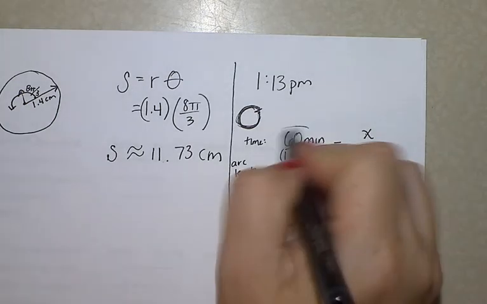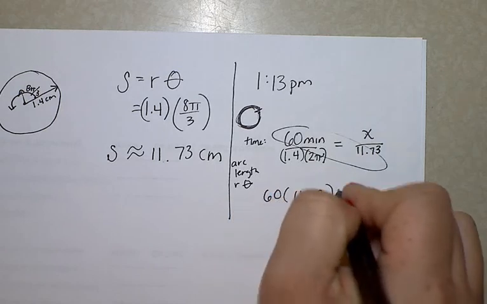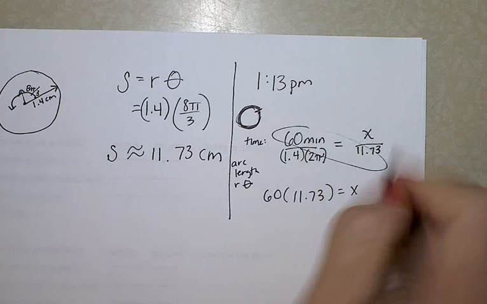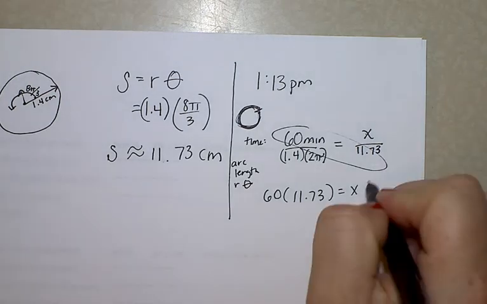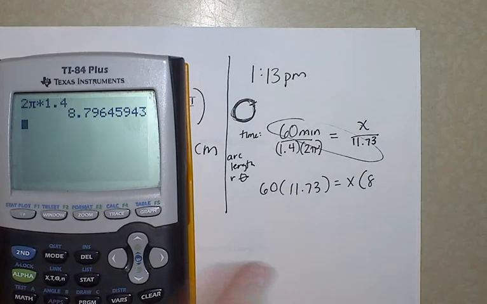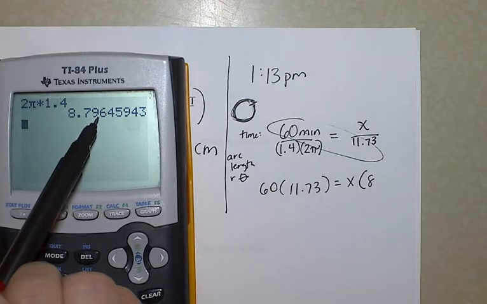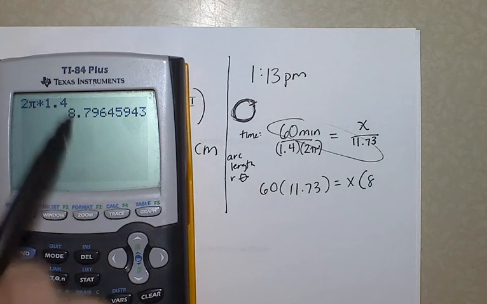Cross multiply. I'm going to take 60 times 11.73. And can you please take 2 pi? Remember to use the pi symbol and not 3.14. 2 pi times 1.4. And we're going to round to the nearest hundredth. A lot of times students struggle with this rounding for this particular problem. So I look at the third number. The third number will bump the 9 up to a 0, bumping the 7 up to an 8. So this rounds to the nearest hundredth to be 8.8.